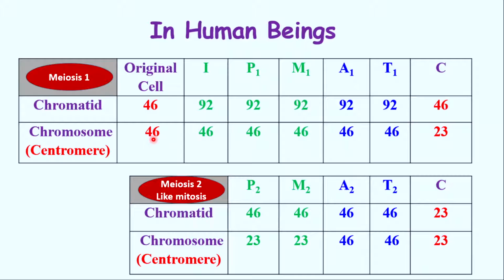First, let's start with the original cell in human beings. 46 chromosomes, 46 chromatids. Remember, the only thing that is being copied, and is only copied once, is the chromatids. This number, when it's being copied, is doubled. So it maintains this number all the way through until T.